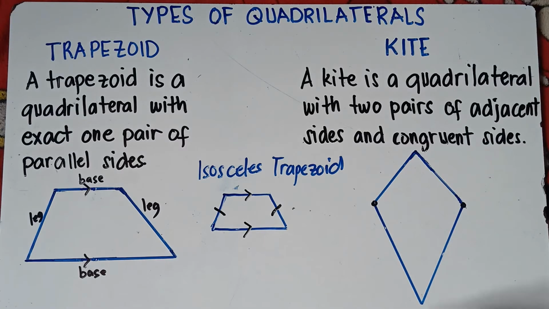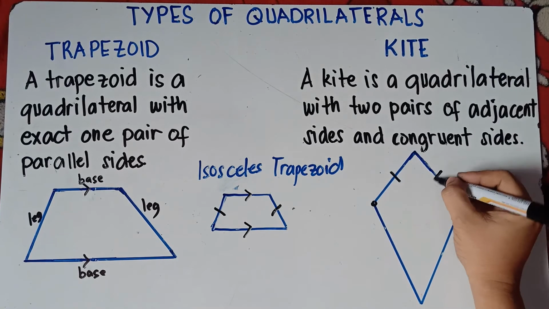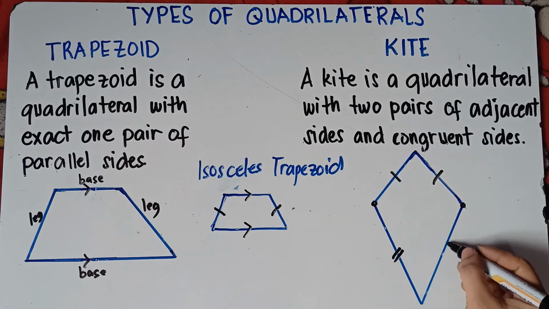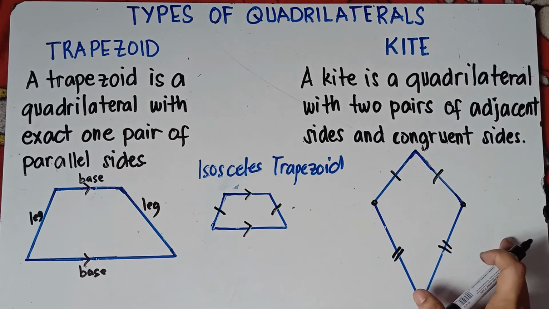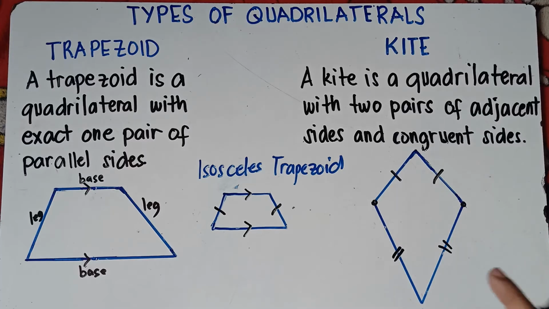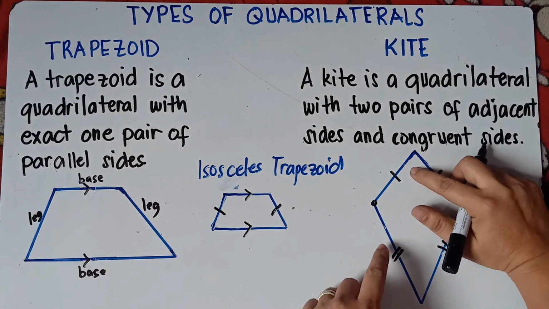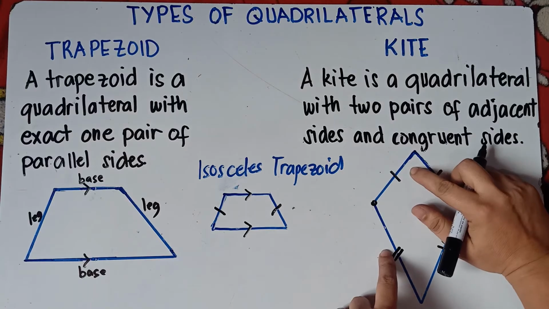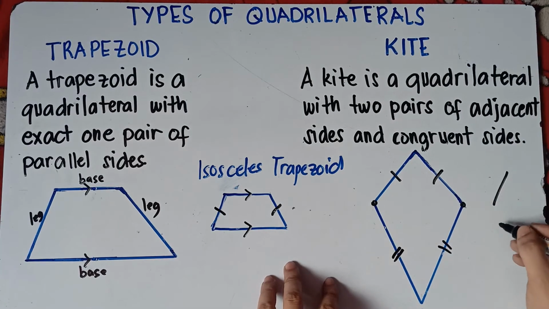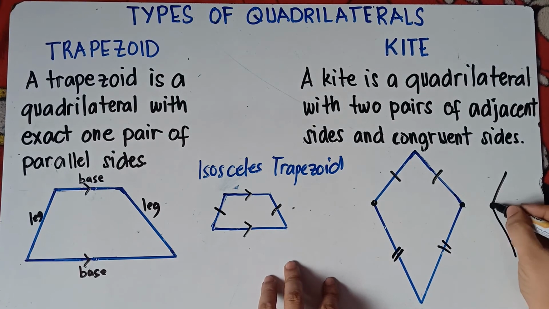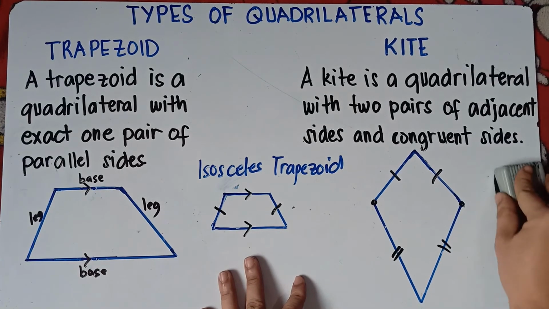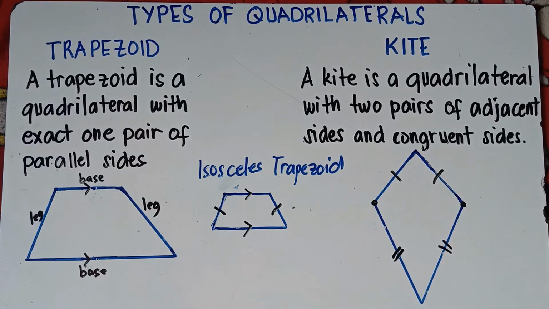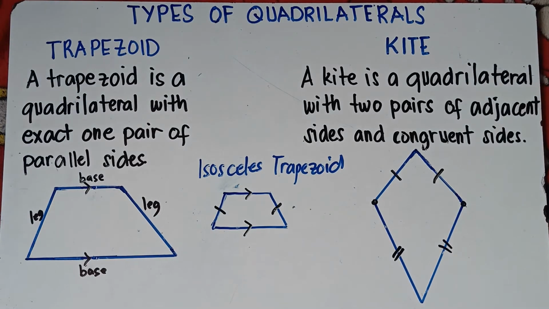And they have congruent sides. What do you mean by that one, sir? This side is congruent to this side, and this side is congruent to this side. That's the basic definition, class, of a kite. Once again, class, always remember, for adjacent sides, they share a common vertex. So this side shares a common vertex with this side. If you draw this one, this side shares a common vertex with this side. If the teacher asks you what you mean by adjacent sides, they are two sides that share a common vertex, class.